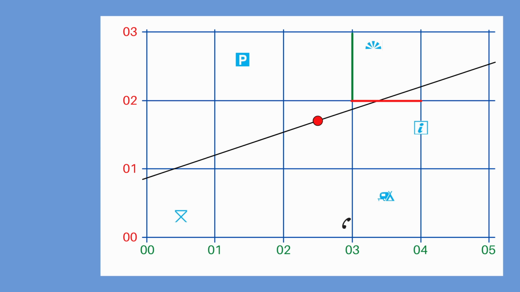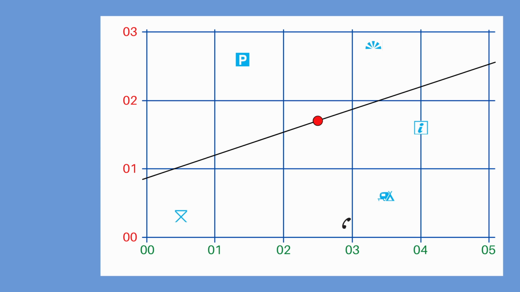Try another. What is the 4-figure grid reference of the viewpoint symbol near the top of the map? I have underlined the easting and northing to help you. The grid reference of the viewpoint is 0302. Try to work out the grid references of the other map symbols. I will put the answers in the video description below so that you can check your responses.